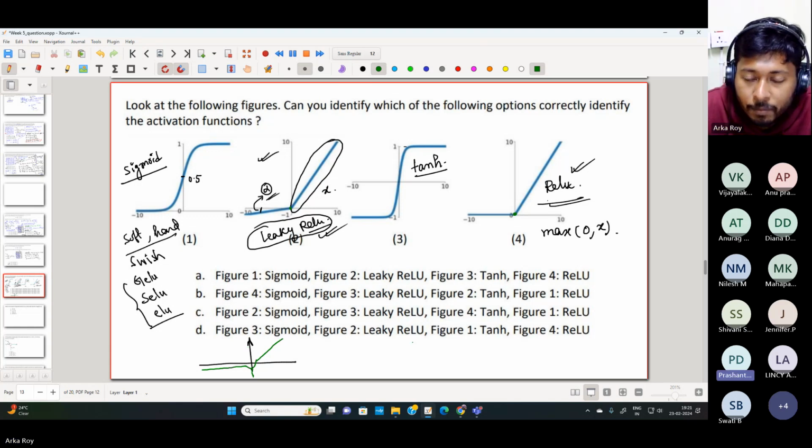Sir, in the case of a leaky ReLU, will that leaky part always be in the third quadrant only? Yes, it will always be in the third quadrant. The equation has been constructed in such a way.